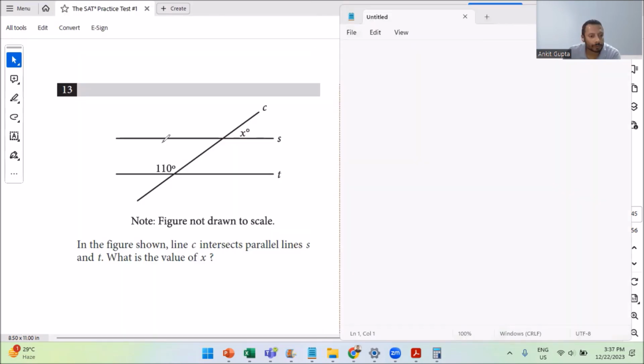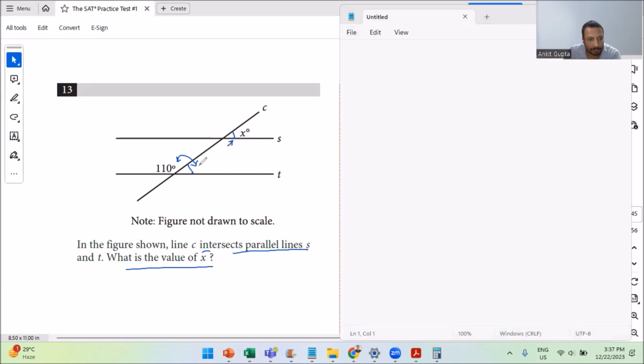A in this case. So two parallel lines are given to us cut by a transversal. And we know that whenever this kind of problems are involved, it's about finding those equal angles. And since the two lines are parallel, that means these two angles will be equal. And it's always about the sum of these two angles will be equal to 180 degrees, right? So in the figure shown, line C intersects parallel lines S and T. What is the value of X?